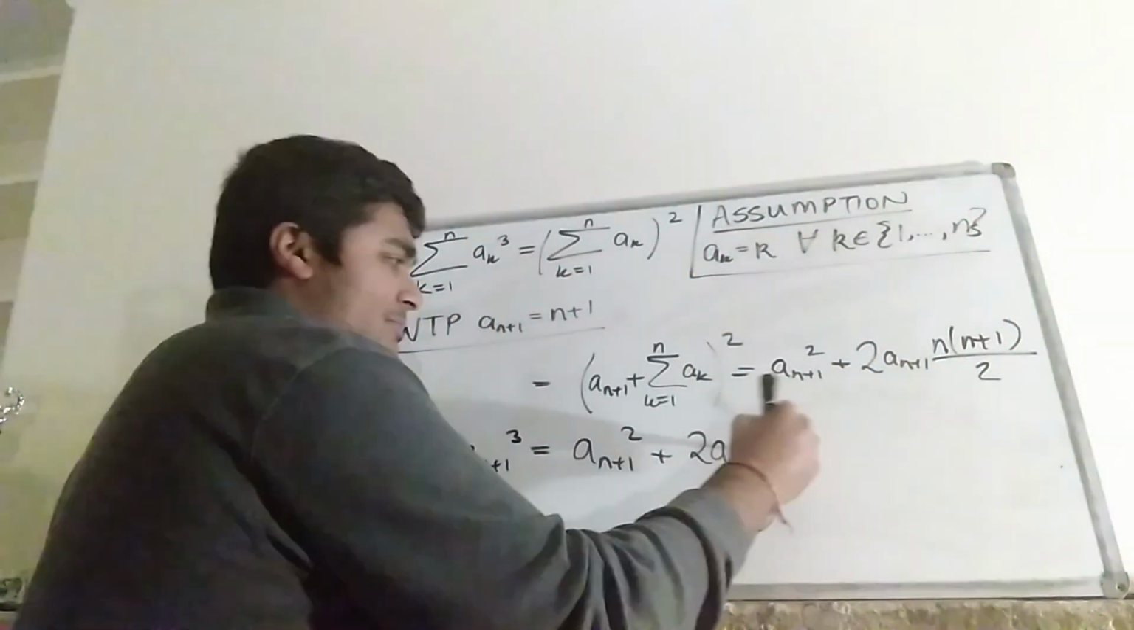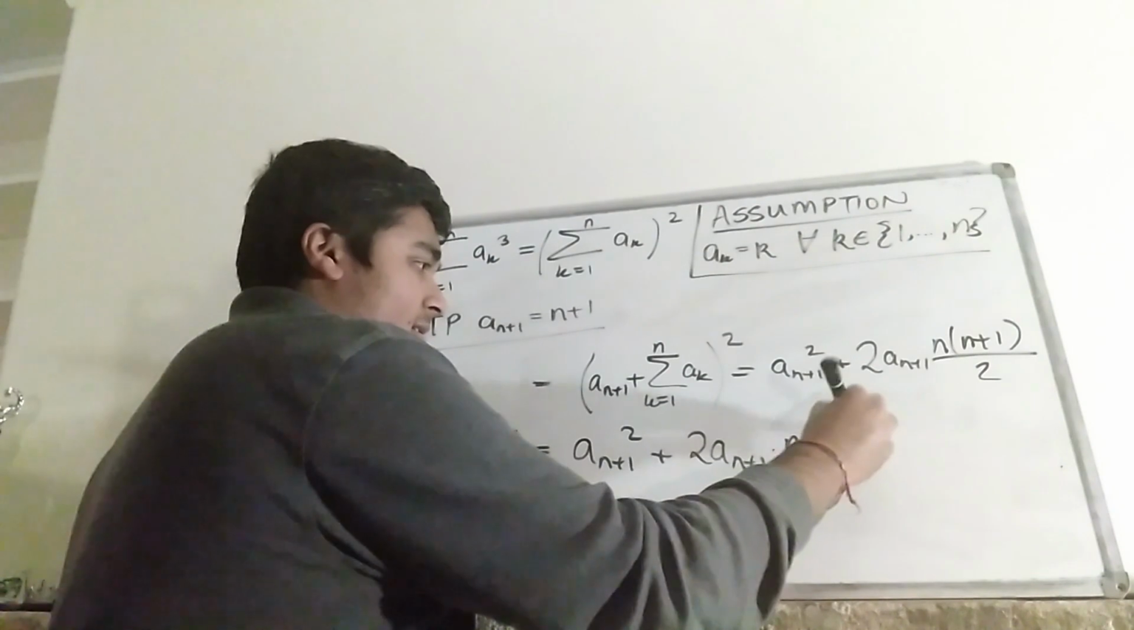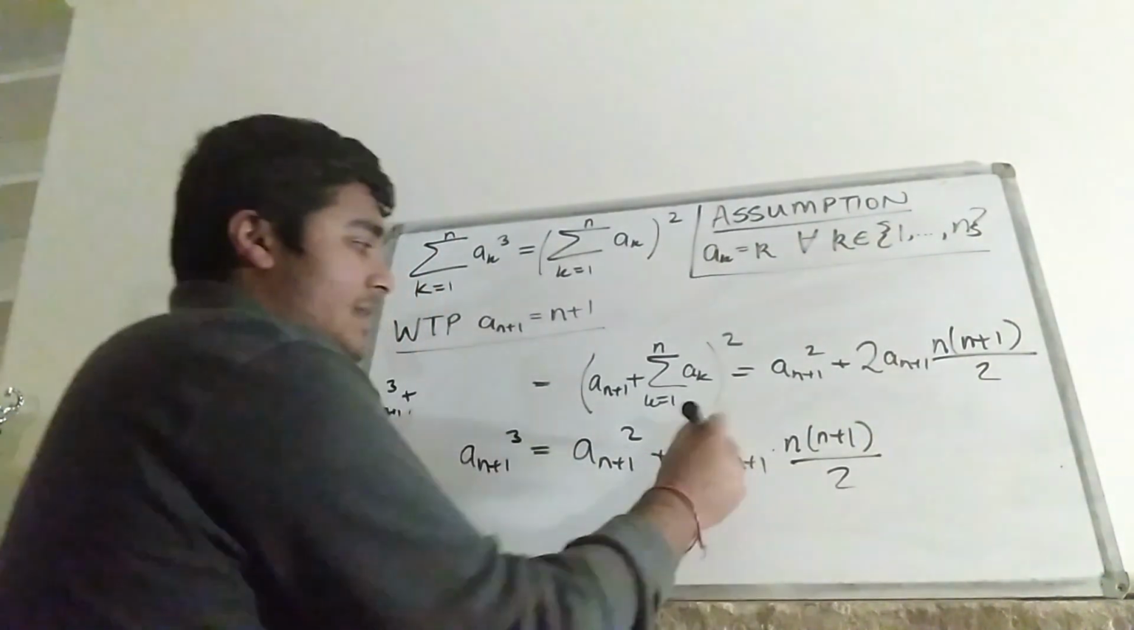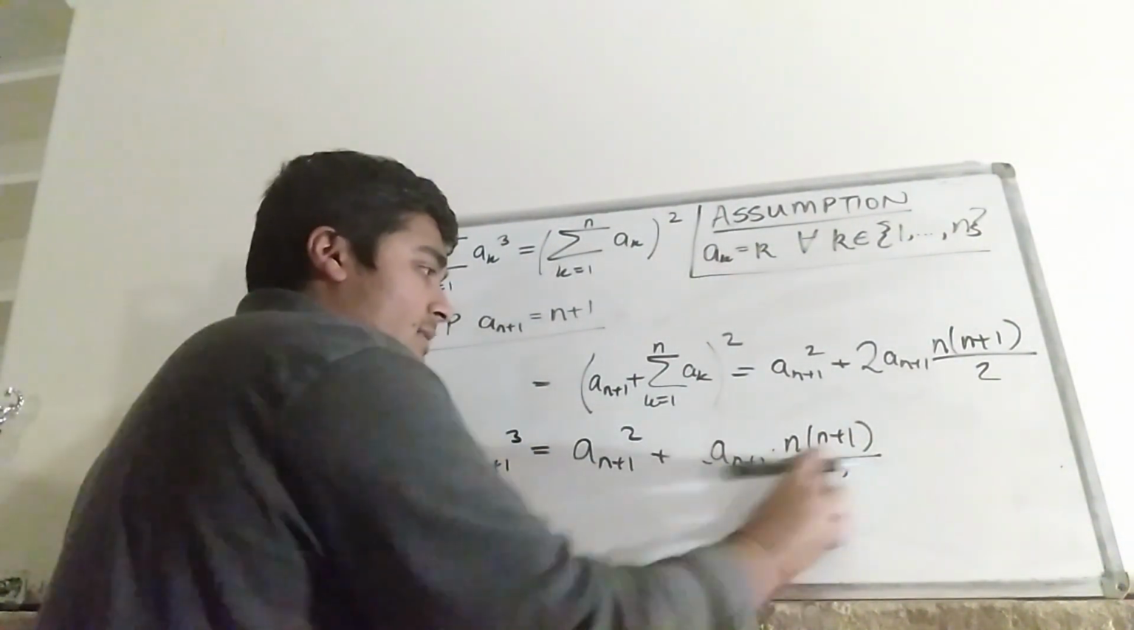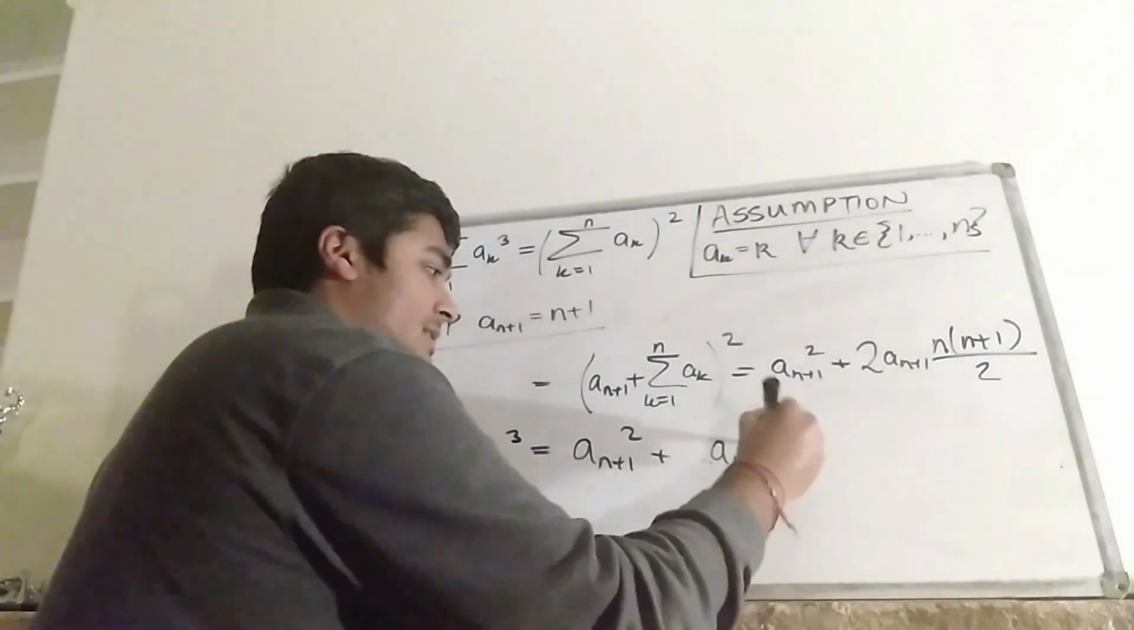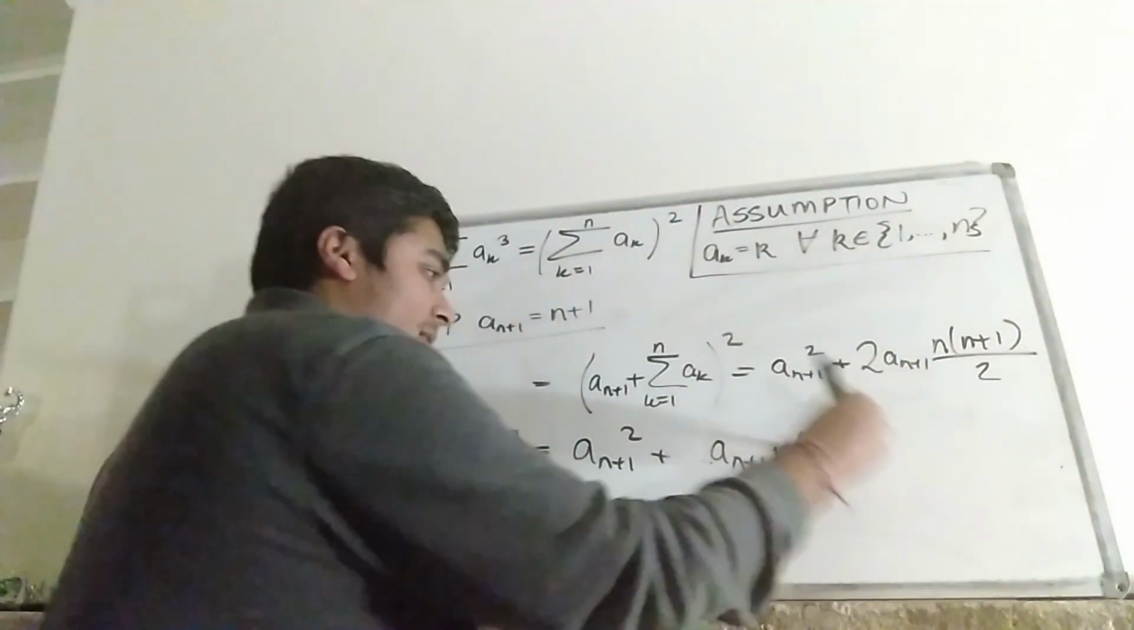Okay, so in fact, let's bring that down to this line here. And then divide by 2, but that will cancel with that 2 there. So it's plus a_{n+1} times n plus 1.